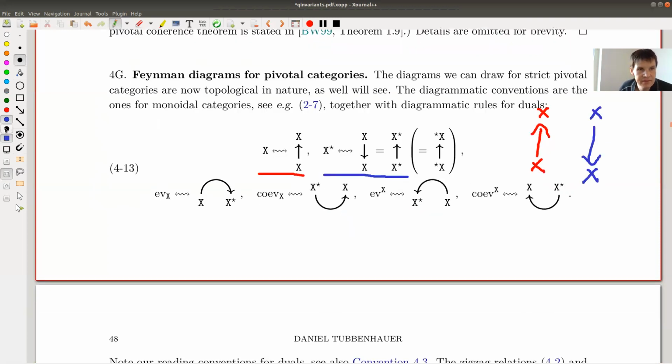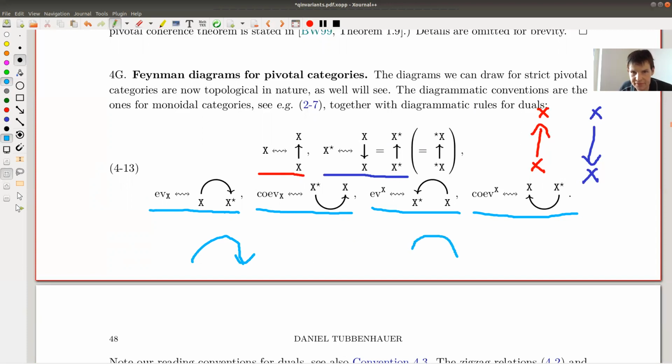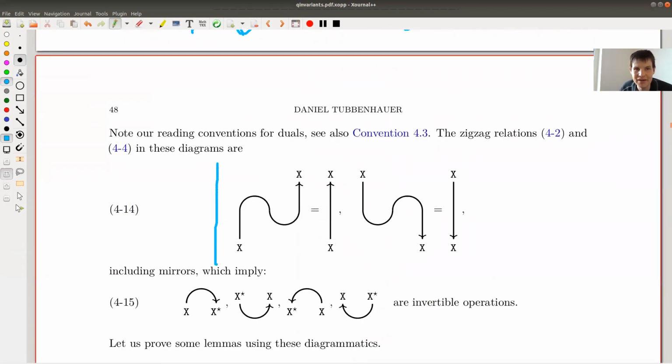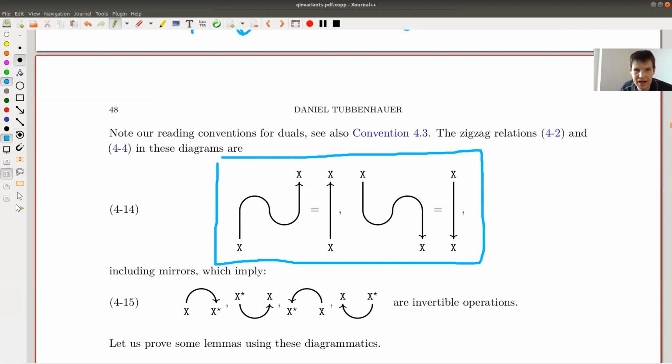And this gives me now what I wanted to do from the very beginning, right? I wanted to have those co-evaluation maps, and I have 4 choices for them, like X goes to X dual, whoop, or X goes to X dual in the other direction, or just all 4 possible ways. And they satisfy what they should satisfy. Finally, in this strict pivotal setup, I can really, strictly speaking, finally draw those diagrams I always drew for this whole lecture, right?